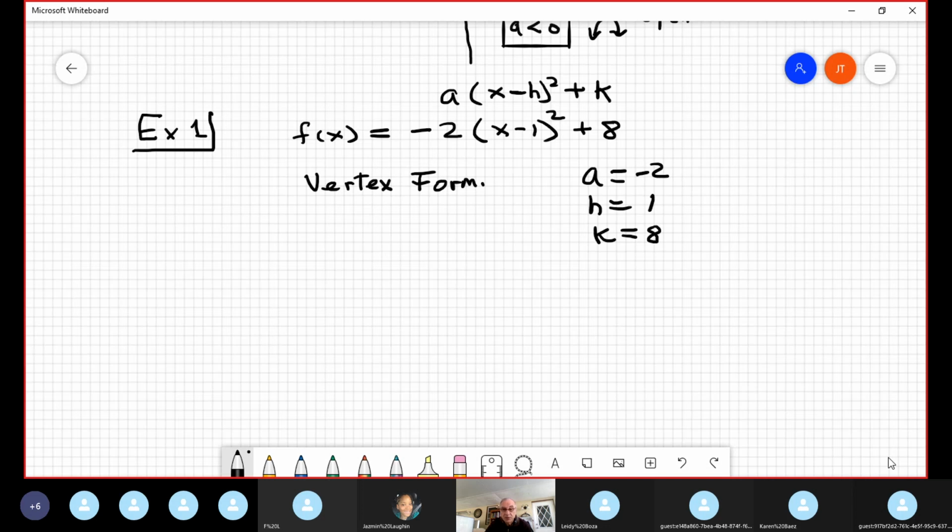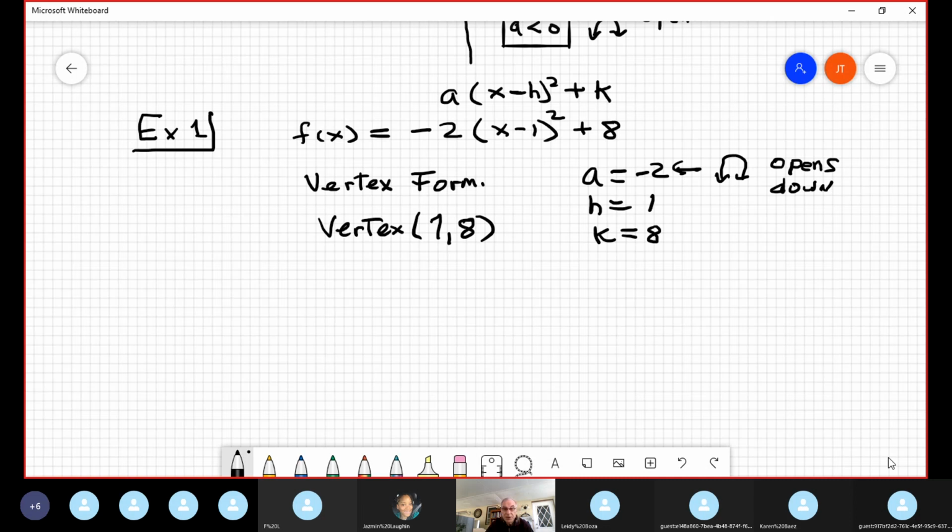K is the same. So I can visualize that the vertex point is at the point (1, 8). Okay, this is the turning point. And also, a is negative. That means that the parabola opens down. The parabola opens down.